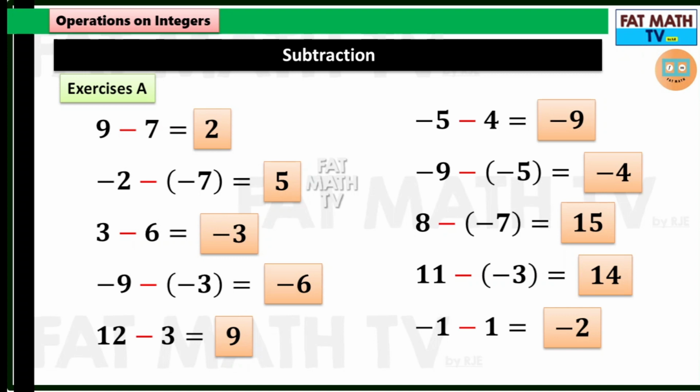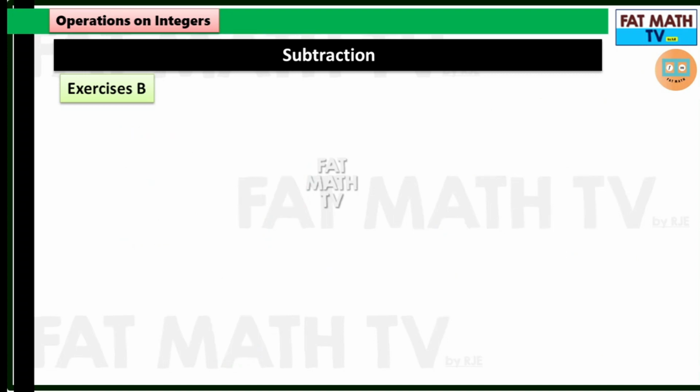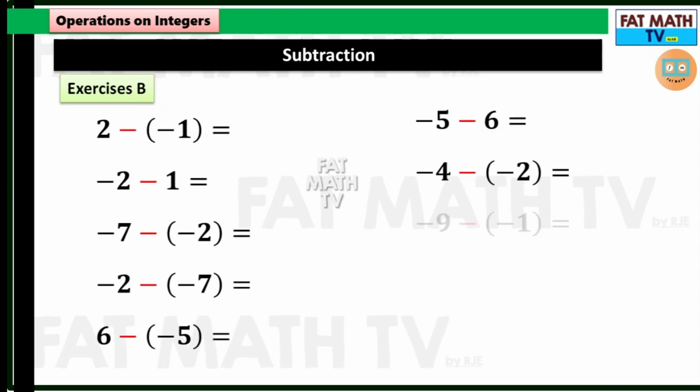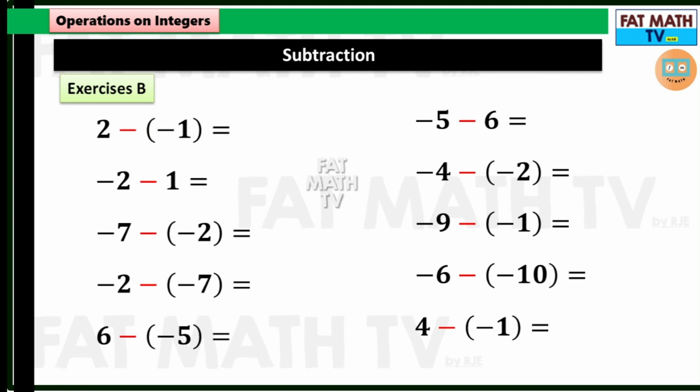For those who got 10 over 10, congratulations. If you want more, this is the second set of exercises. Pause the video if you need to. Let's answer. 2 minus negative 1 is going to be 2 plus positive 1. That is 3. Negative 2 minus 1 is going to be negative 2 plus negative 1.